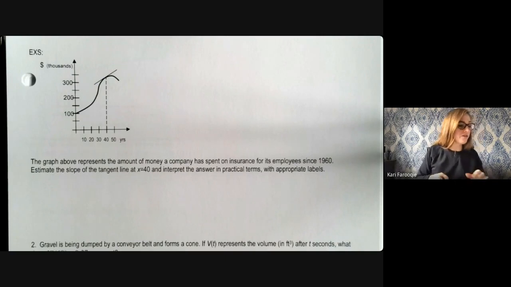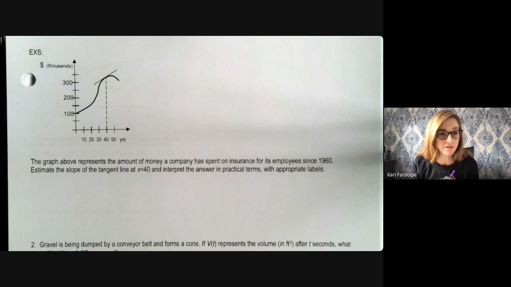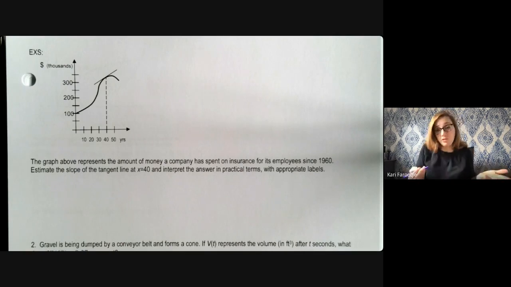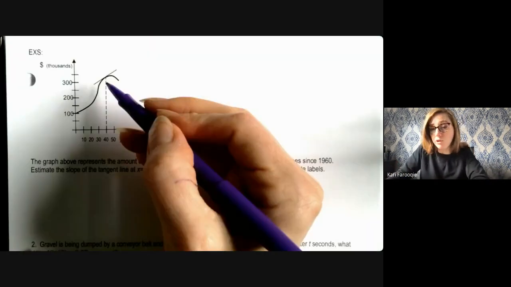The graph above represents the amount of money a company has spent on insurance for its employees since 1960. Estimate the slope of the tangent line at x equals 40 and interpret the answer in practical terms with appropriate labels. So really, there's not much we can do as far as actually being able to find the value of the slope here because we don't have a function value. All we have is a graph. But we can estimate the slope just using 2 points that are really close together.